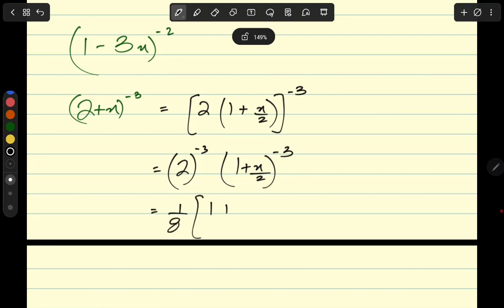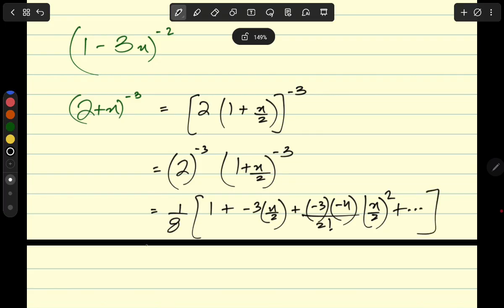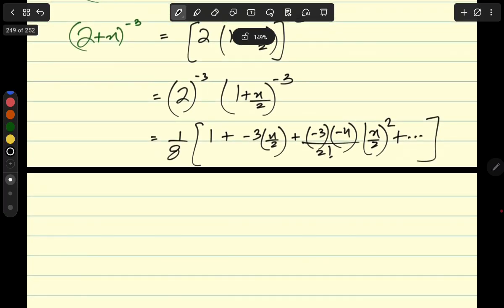1 plus minus 3 times x upon 2 plus minus 3 times minus 4 over 2 factorial times x upon 2 squared plus so on. And then eventually when we are going to submit our final answer, we are not going to forget that this 1 upon 8 exists outside of the bracket as well, right? So make sure that you're not forgetting it. Okay, so you multiply the final thing with this.